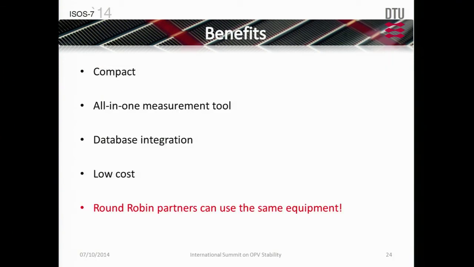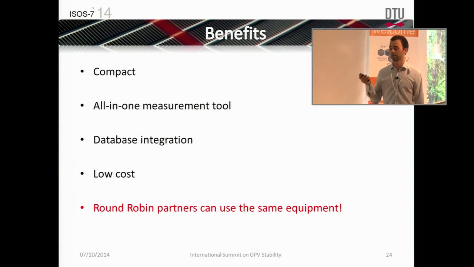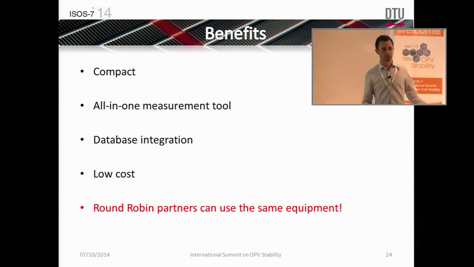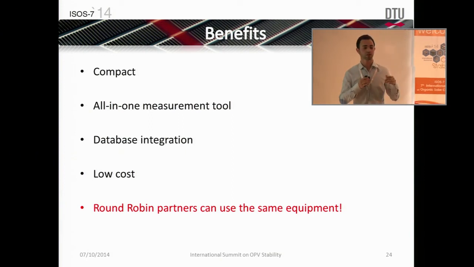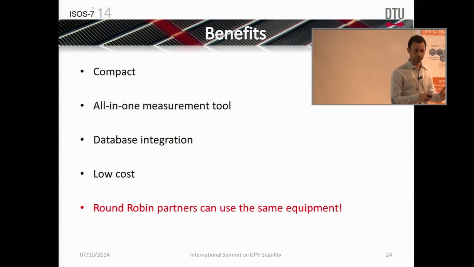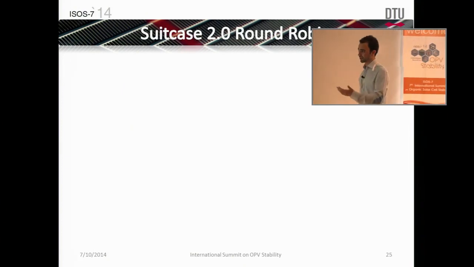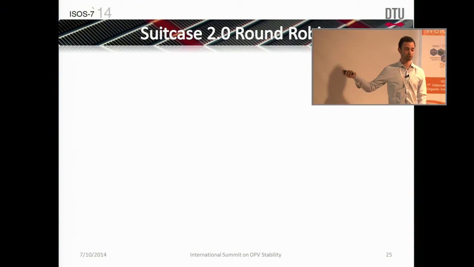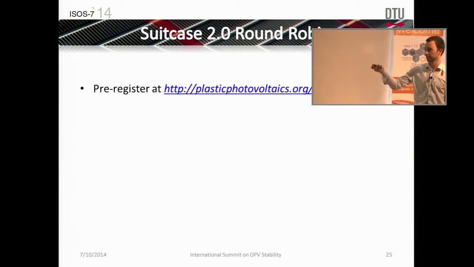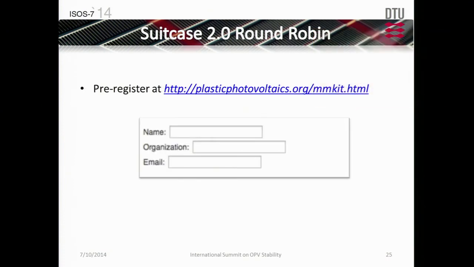So the benefits of this system is that it's compact, it's an all-in-one measurement tool, it has database integration, and it is low cost. And more importantly, all the round robin partners can use the same equipment to test their device, and also to make sure that we know, and every partner knows, the condition inside the aging chamber or the environment where they are measuring. So therefore, we would like to introduce the Suitcase 2.0 round robin and encourage you to pre-register at the website photovoltaic.org/MMkit. Yeah, you can insert your information and you will receive updates.